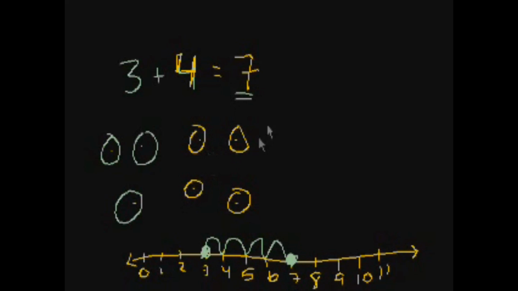We can do a couple of different ones. Let's ask what 8 plus 1 is. Well, you might already know that plus 1 is just the next number. But if you look at the number line, you start at 8, and you add 1. 8 plus 1 is equal to 9.